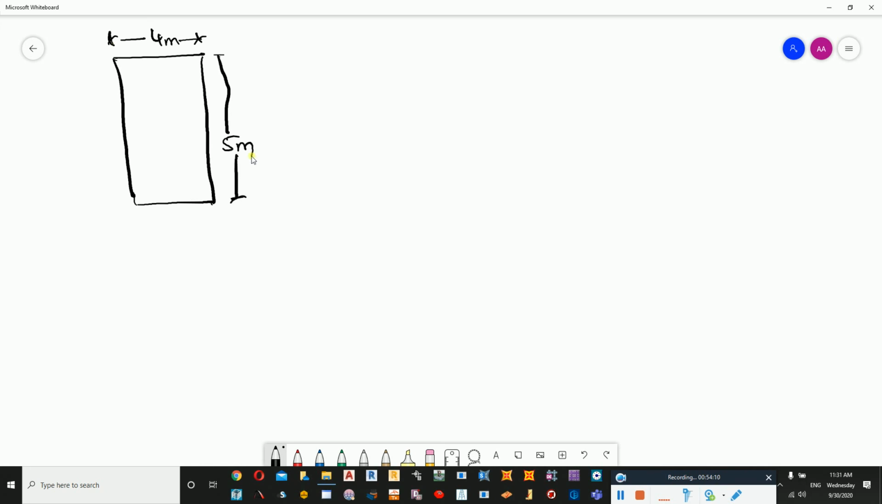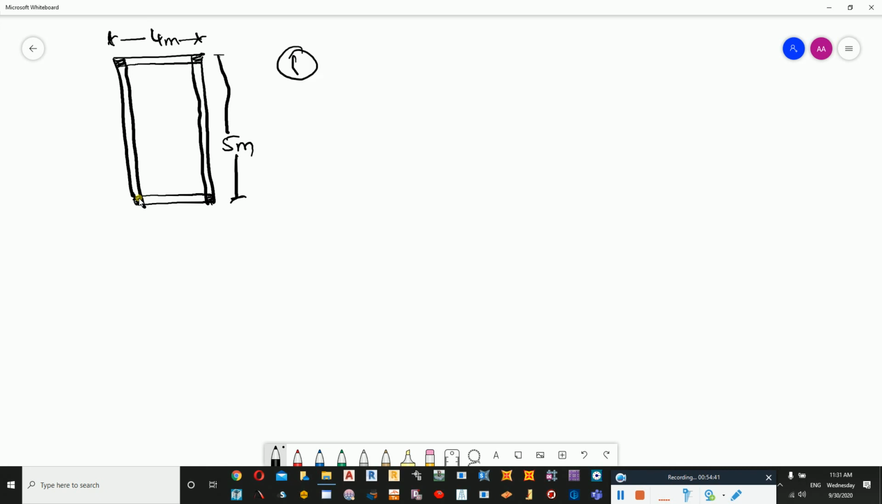Now if we are assuming that we have a slab, which is having 4 meter and then 5 meter here, and then we have a beam, another beam, a third beam, a fourth beam, and then we have columns here. Okay, now if I try to extract the elements here, what do we have? We have 3 elements.